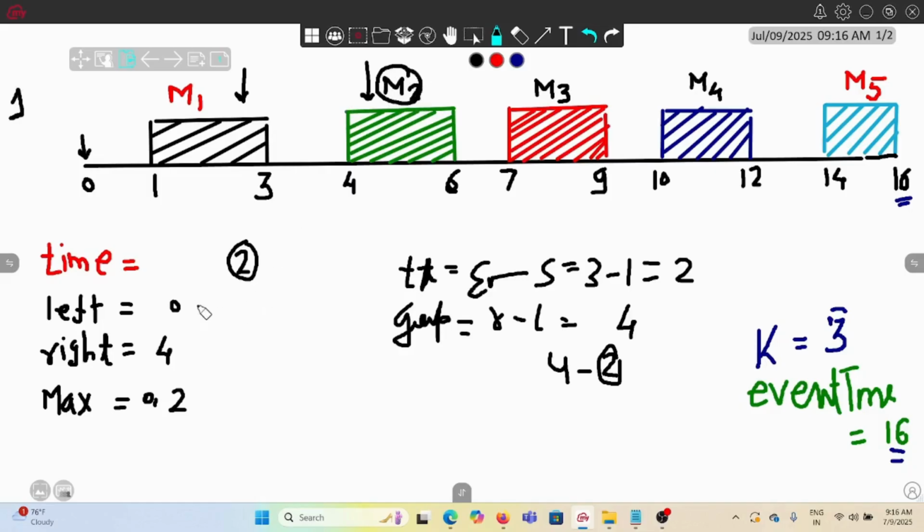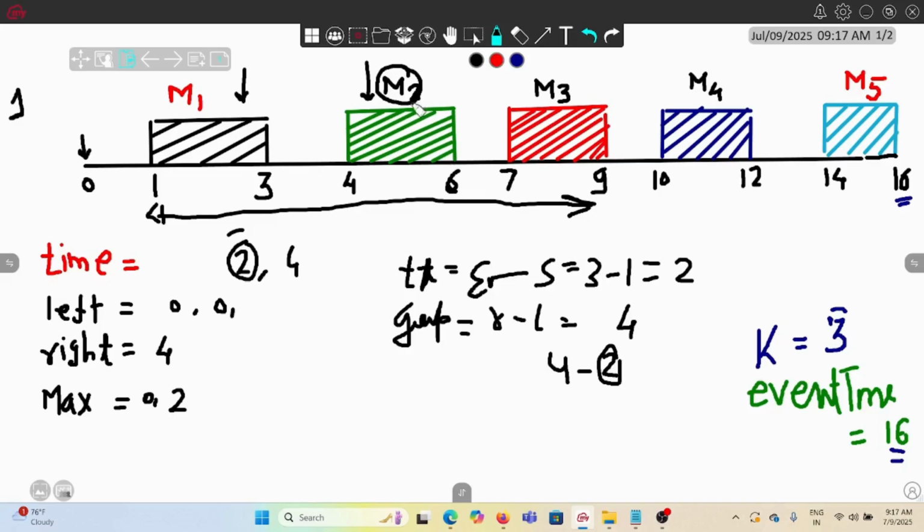So at meeting 2, what would be the time here? The time would be 6 minus 4, which is 2, and 2 is already there for the previous meeting. So 2 plus 2 becomes 4, right? Now what would be the left? Left would still be 0 because we are still inside the first window. See here, this is our very first window for size k equal to 3, so we are still inside it, and for the very first window our left would still be 0.